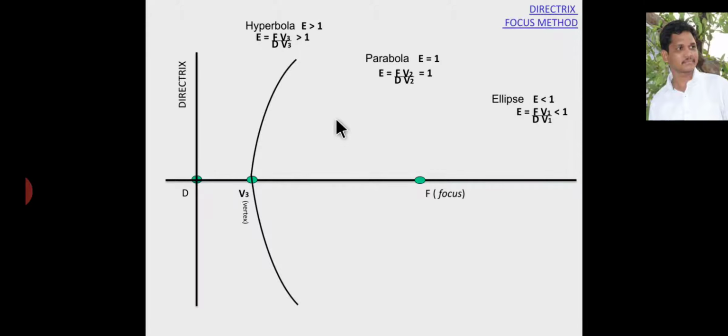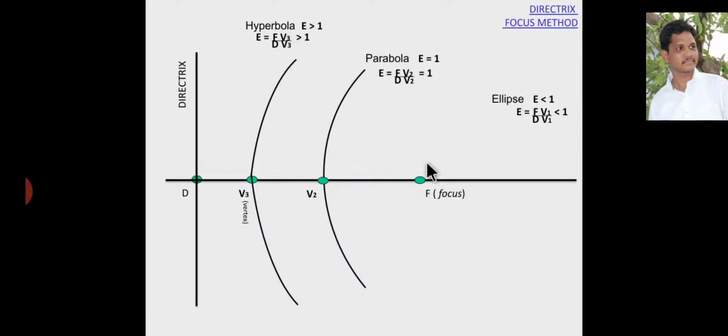Similarly, in case of parabola, the eccentricity is equal to 1. That means, this is a vertex point. The distance between vertex V to F is equal to V to D. The distance between vertex and focus is equal to the distance between vertex and directrix. So in case of parabola, eccentricity is equal to 1.